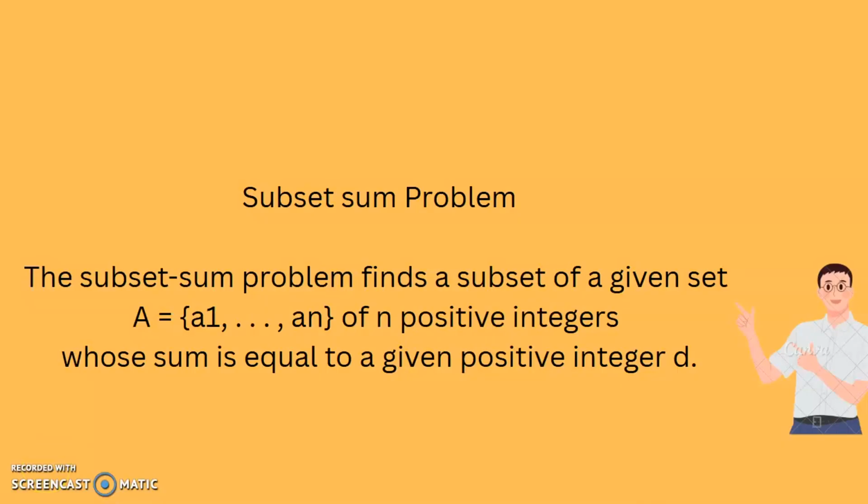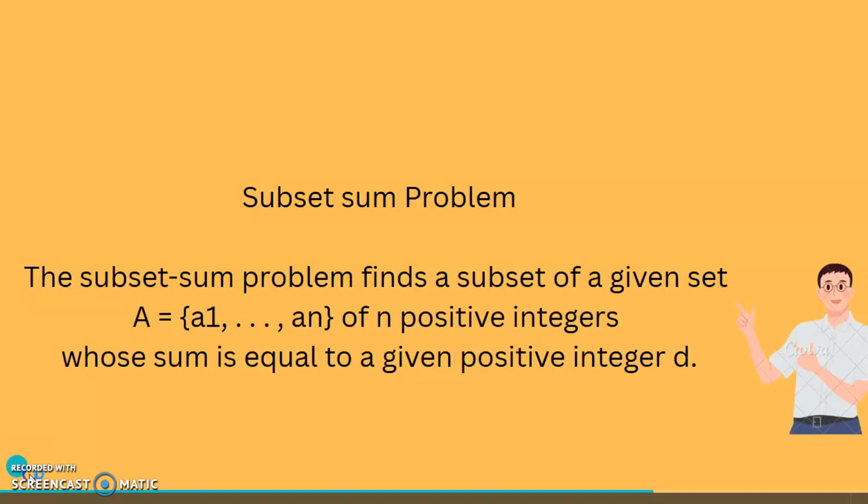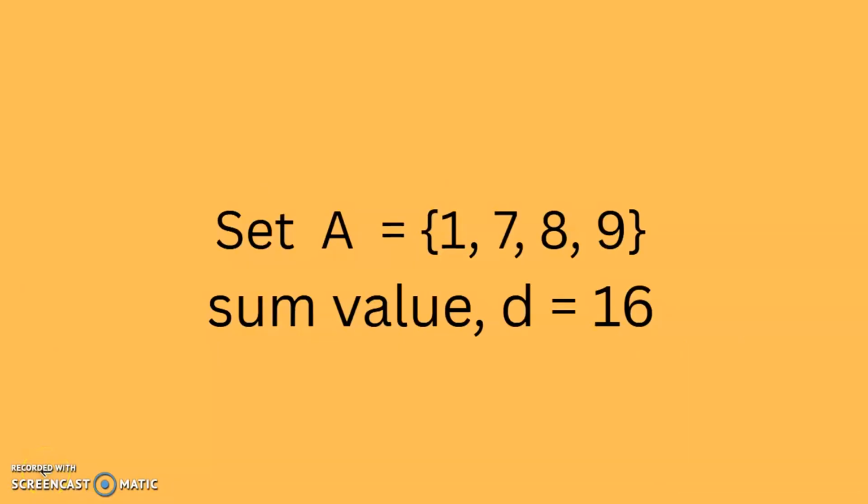The subset sum problem finds a subset of a given set, for example, A equal to A1, A2 and so on up to An, of n positive integers whose sum is equal to a given positive integer D. For example, set A contains four elements 1, 7, 8, 9 and the given sum value D is 16. Now we want to find the possible subsets of the set A which give the sum of the elements equal to 16.